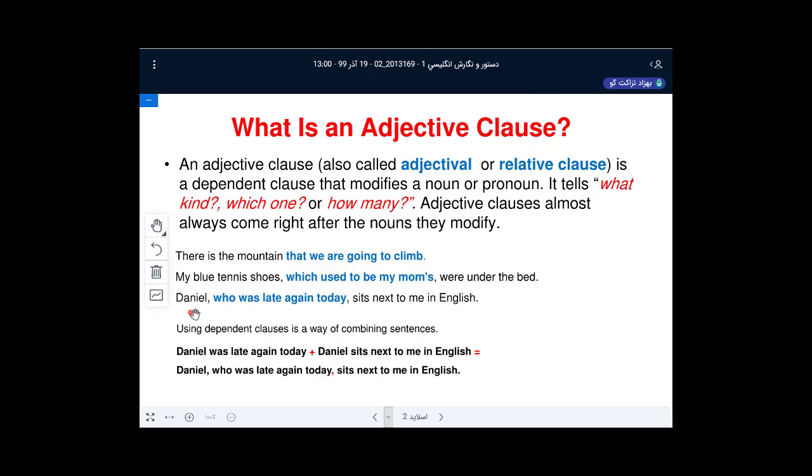Go on, please, Daniel. Daniel, who was late again today, sits next to me in English. Daniel sits next to me in English. It means an English class, okay? So here Daniel is the subject, and we have the verb sits here, and there is an agreement between subject and verb. And as you see, this intervening element has been set off by two commas.